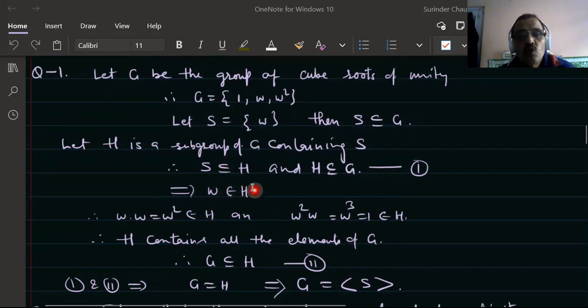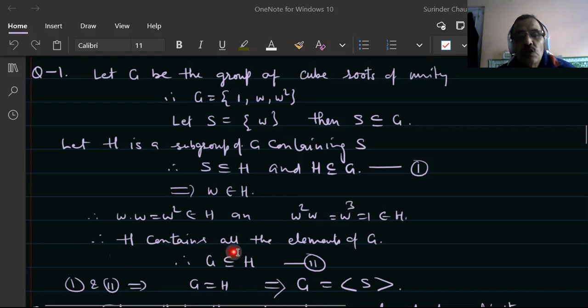If omega belongs to H and H is a subgroup, then the closure property holds true. Omega into omega, by closure, omega square also belongs to H because it's a subgroup. Omega square times omega gives omega cube. We know omega cube is equal to 1, so it belongs to H.